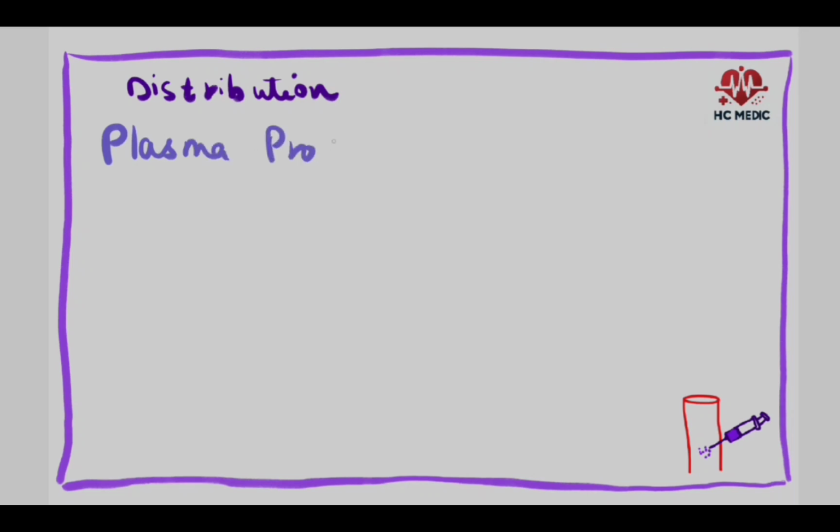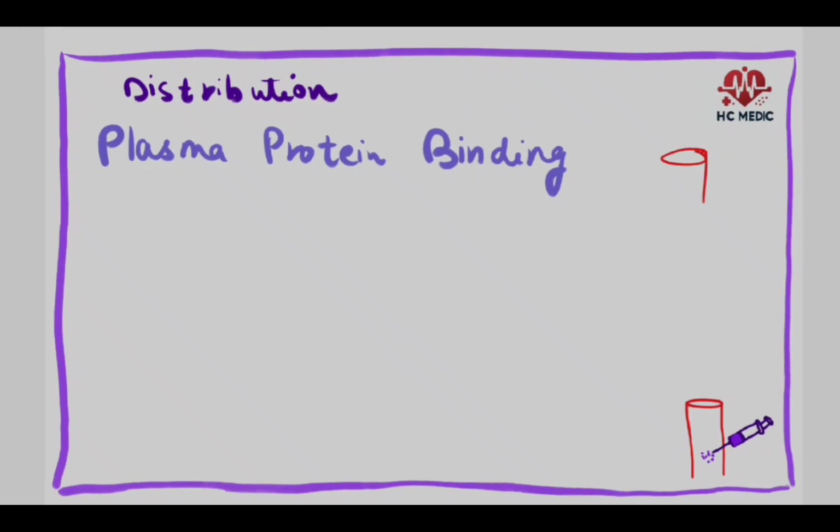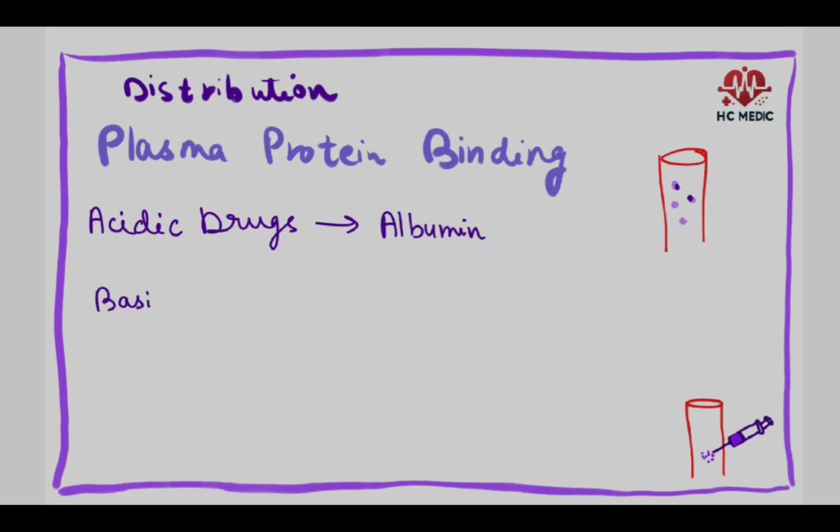Now we will discuss plasma protein binding. Many drugs have very high affinity binding to the plasma proteins. Let's see this. These are the plasma proteins, and these are the drugs which are bound to the plasma protein. Acidic drugs mostly bind with albumin, and basic drugs bind with alpha-1 acid glycoprotein. We must remember that basic drugs bind with alpha-1 acid glycoprotein, and acidic drugs with albumin.